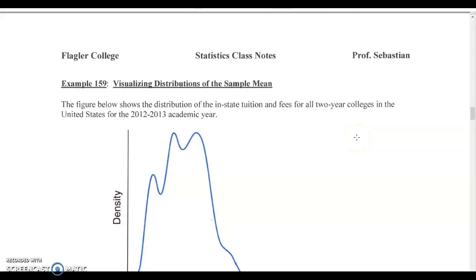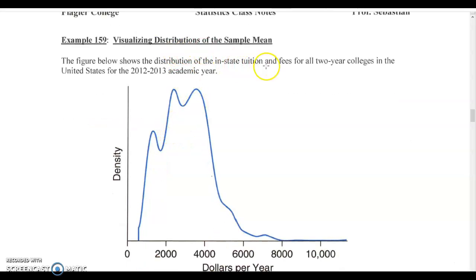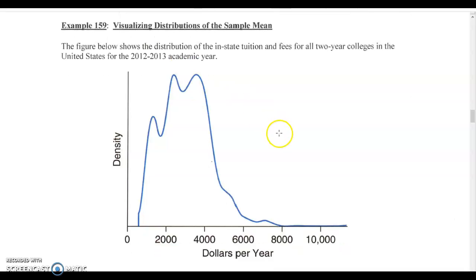We're now in section 9.2, talking about the central limit theorem for sample means. Right now we're trying to understand how this all works, so we're trying to visualize how the central limit theorem works. It's page 138, example 159, visualizing distributions of the sample mean. This figure below shows the distribution of in-state tuition and fees for all two-year colleges in the United States for the 2012 to 2013 academic year.